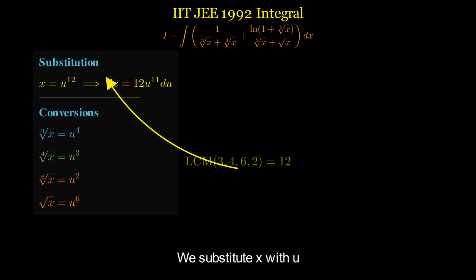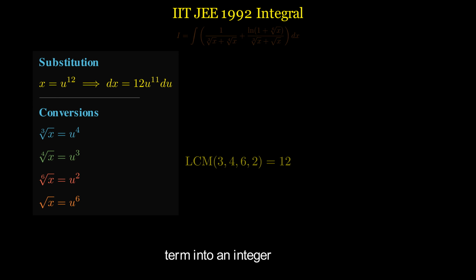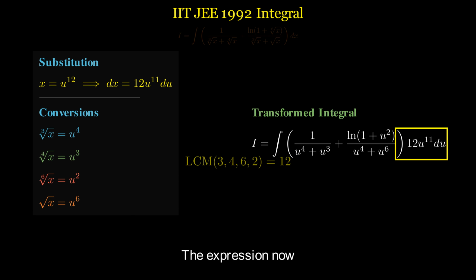We substitute x with u to the power of 12. This transformation converts every radical term into an integer power. The expression now consists of integer powers of u and a logarithmic term. We can now proceed with the evaluation.